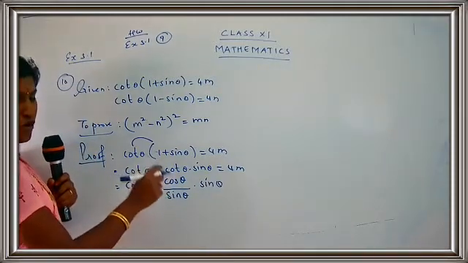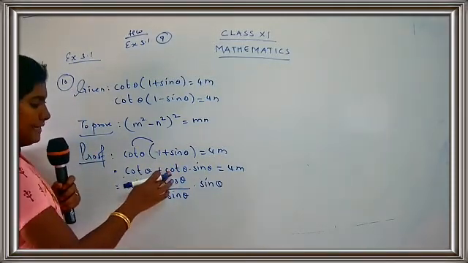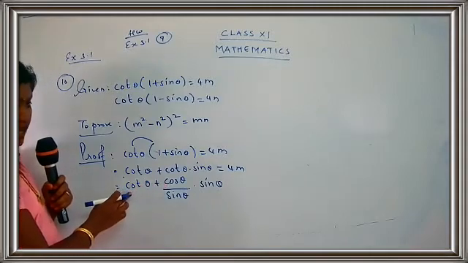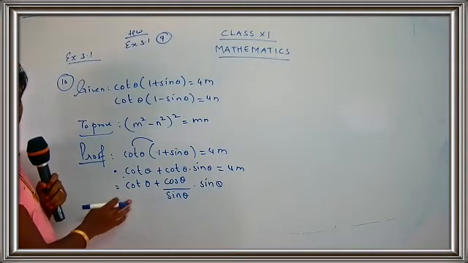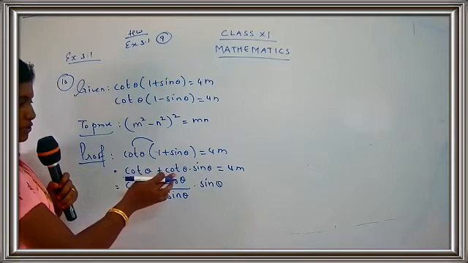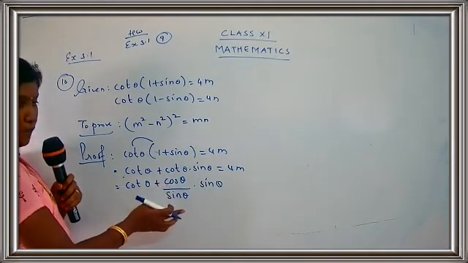Just for a purpose. So cot theta is written as cos theta. Do not please change this part. Okay, children, do not go for the changes. Only change this part. So cot theta is written as cos theta upon sine theta.